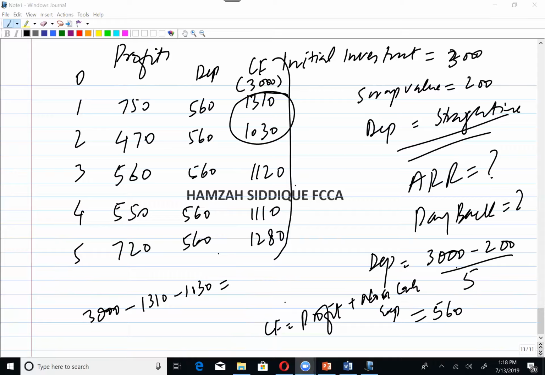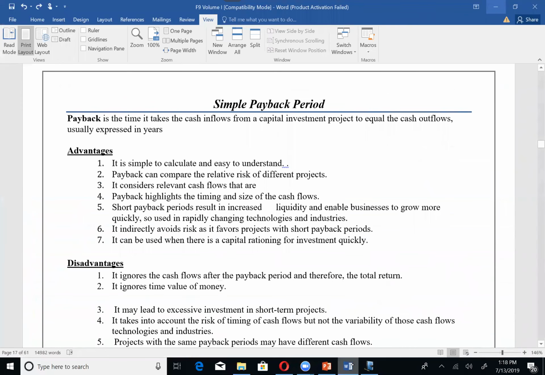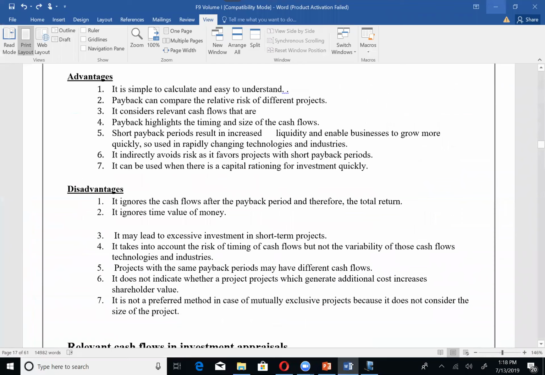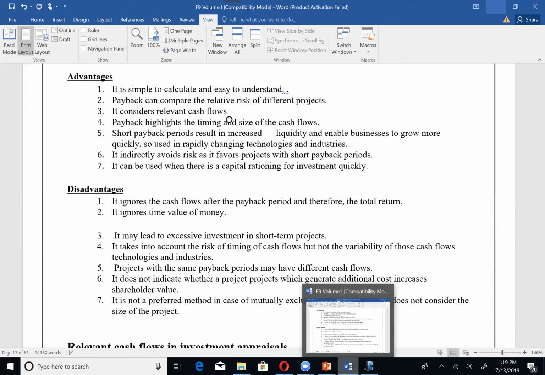So now we will discuss the drawbacks and advantages of payback. So students, payback advantages. Simple to calculate, easy to understand. Very good. Yes, relative risk is compared. The project which has longer payback is more risky because the investment will be recovered later. Risk is high. It considers cash flow. Based on cash flow, it cannot be manipulated.